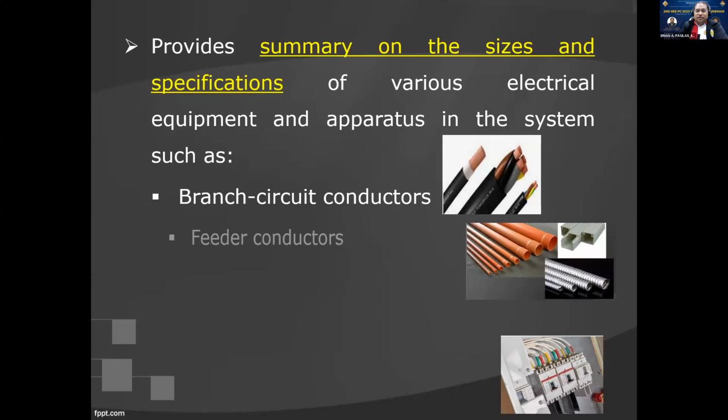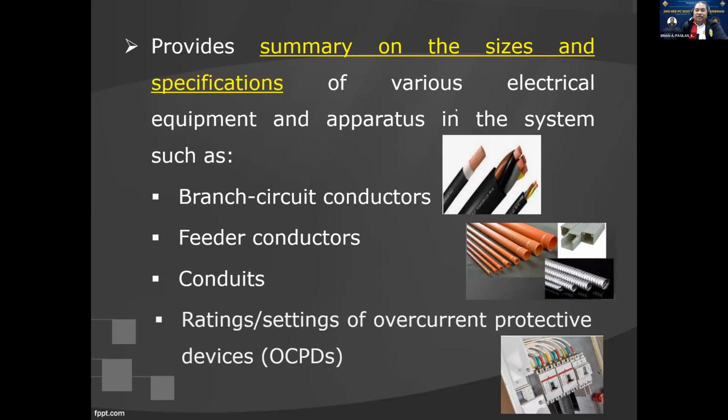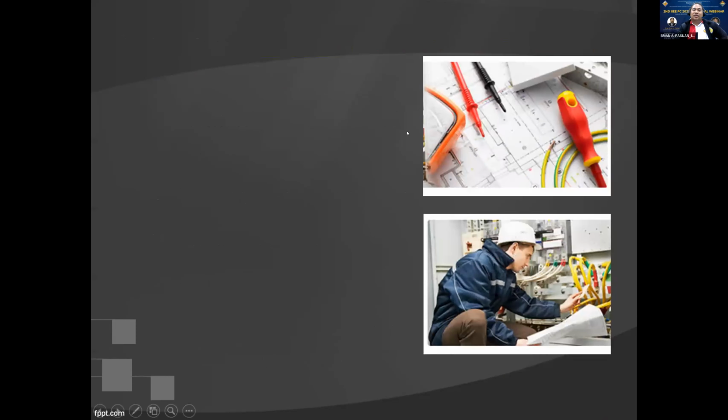So, feeder conductors, 'to yung mga mas malalaking conductors na, no? Connecting branch panel boards to the sub panel boards, no? And conduits, no? Ano yung type of conduits? Is it PVC? Is it going to be EMT, RSC? So what have you, no? So it provides a summary of sizes and specifications of this equipment, and also the circuit breakers, no? And fuses. Okay.